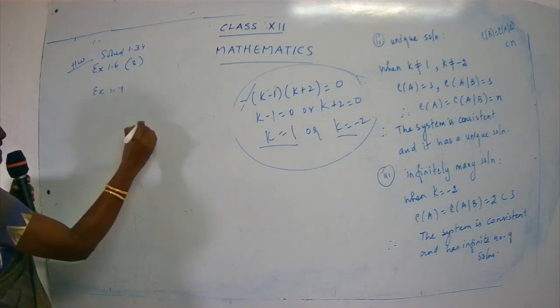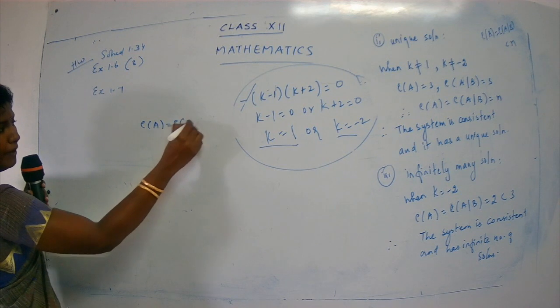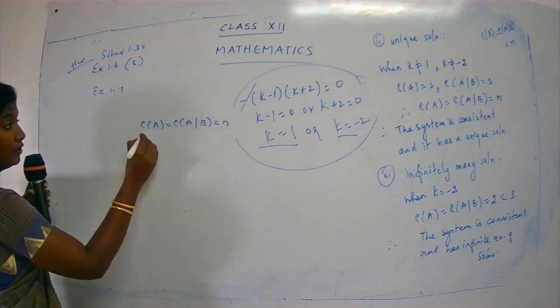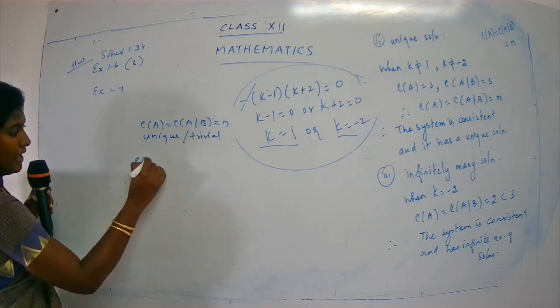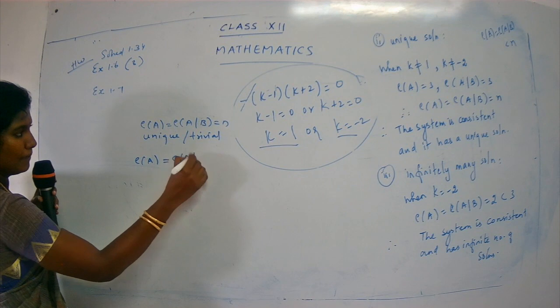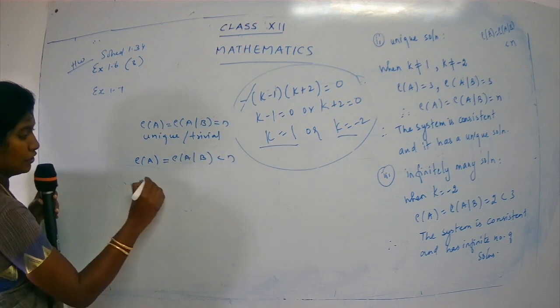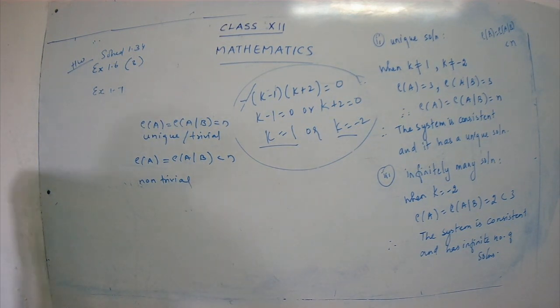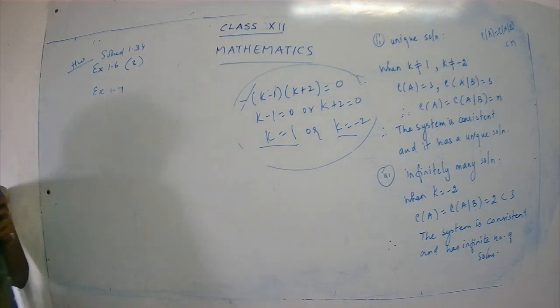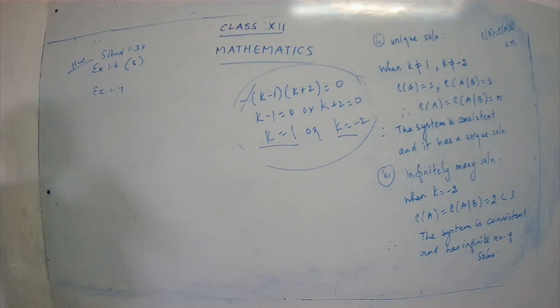Remember the conditions. Rank of A is equal to rank of AB is equal to n: unique, trivial. Rank of A is equal to rank of AB is less than n: non-trivial. So 2 things. Okay. Let's go for the first part. They are just saying to solve the homogeneous equation. Simply, linear equations means you may have numbers for the B matrix. Homogeneous means you have zeros for the B matrix. That's all. Let's continue the work.